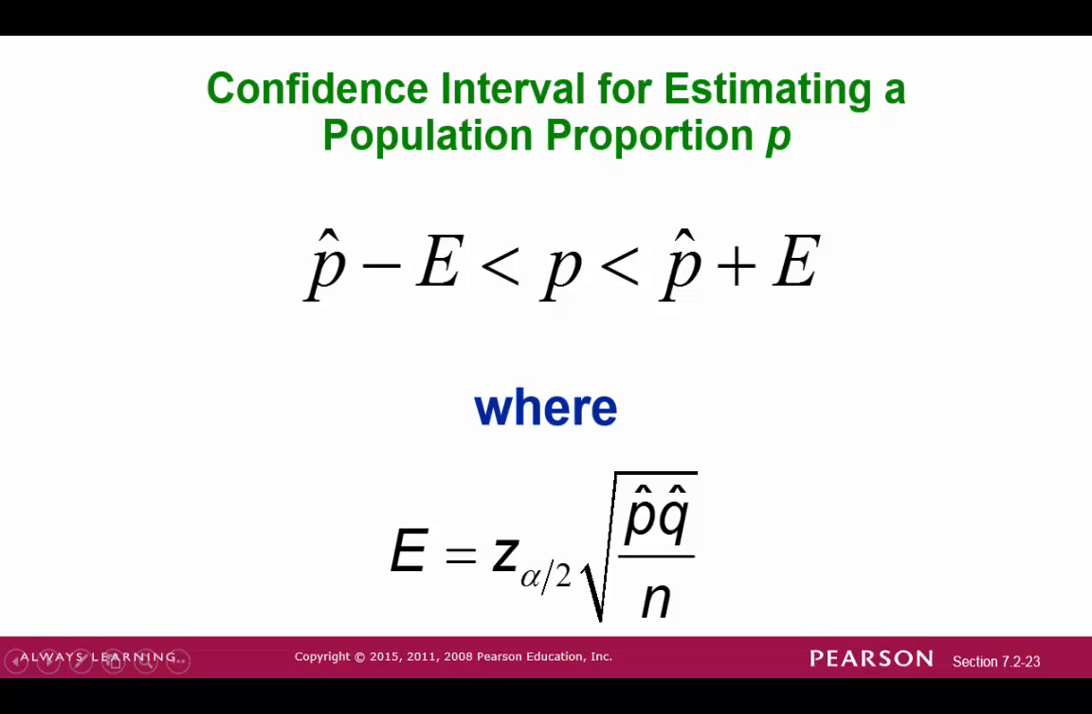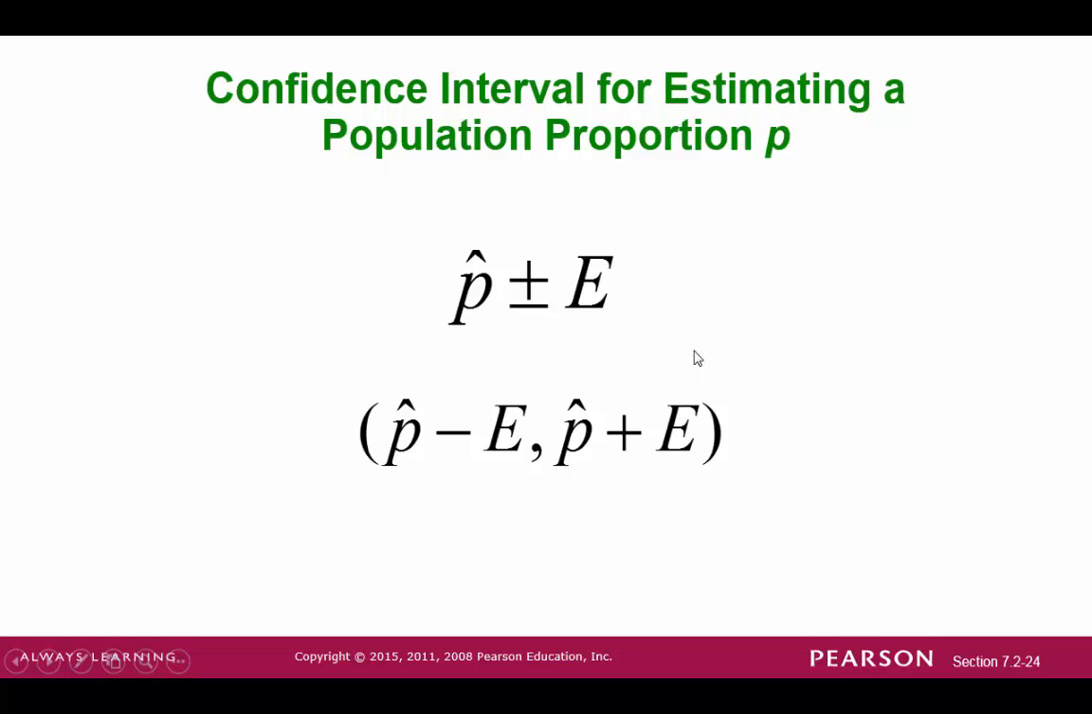So we already know about the margin of error. To complete our confidence interval, we take our estimate. Remember that we're estimating p, the population proportion. To do that, we take our sample estimate, p hat, and then subtract the margin of error, and then add the margin of error. Another way to write this would be p hat plus or minus your margin of error, which is the common phrase that we hear a lot when we're looking at polls. Another way to write this is using parentheses notation: open parentheses, your p hat minus the margin of error as your left bound, and then your p hat plus the margin of error as your right bound.